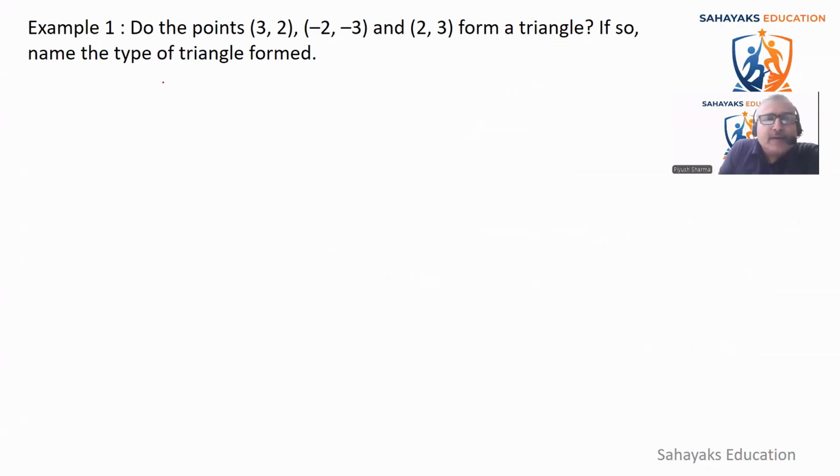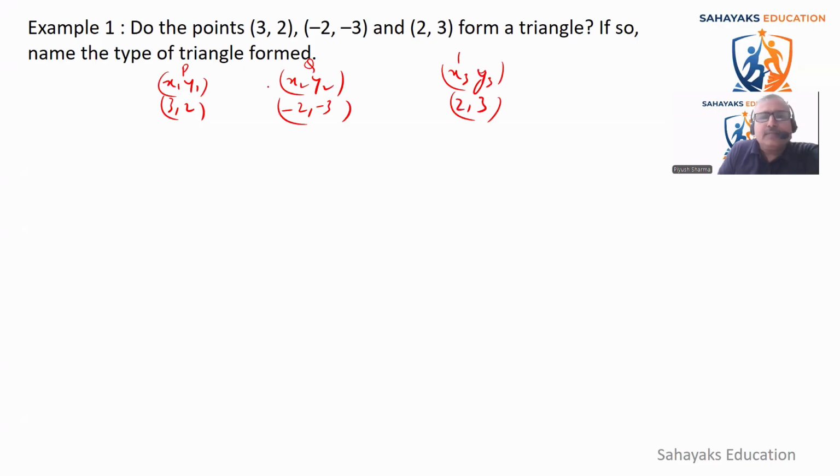Now we'll consider point x1, y1 as 3, 2. The second point x2, y2 as -2, -3. And the third point x3, y3 as 2, 3. Now, what is the distance between these? So I'll just say P, Q, and R. P is the distance between the first two.